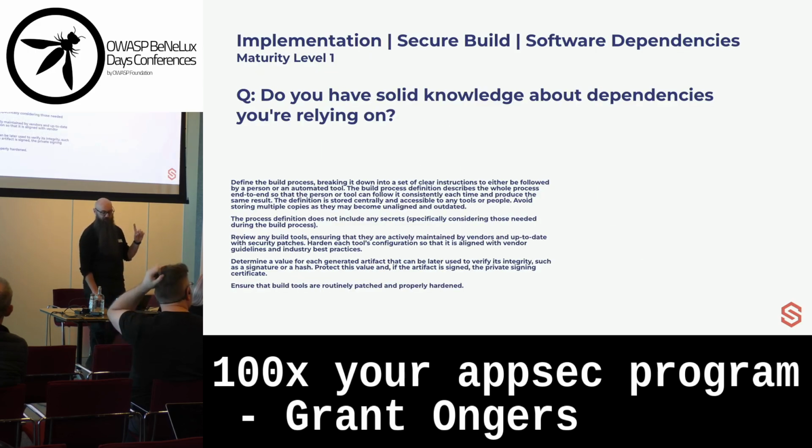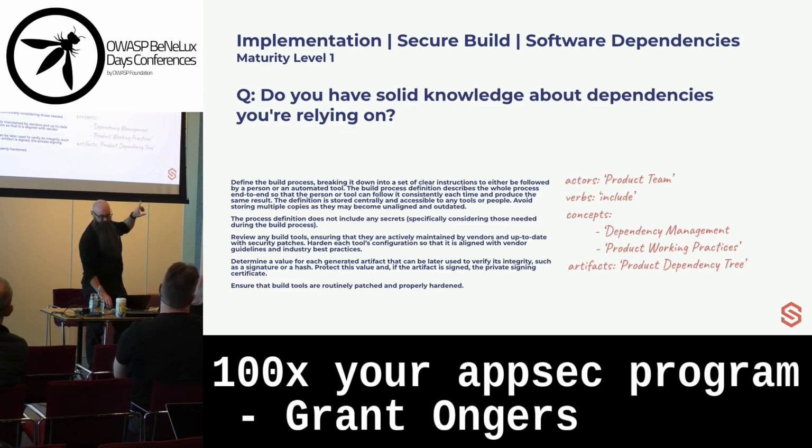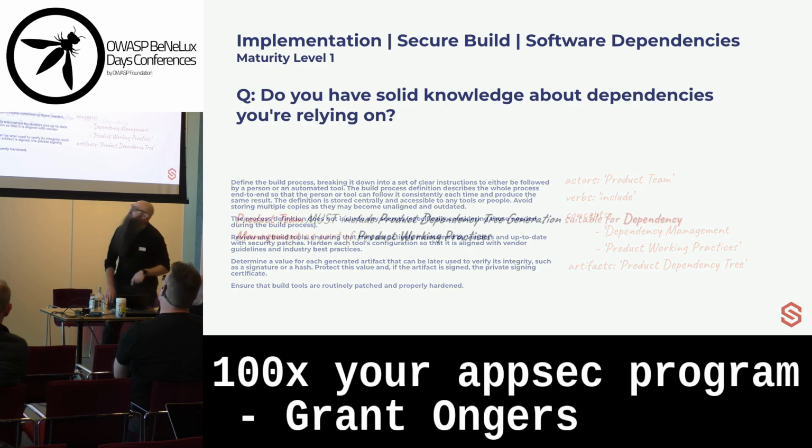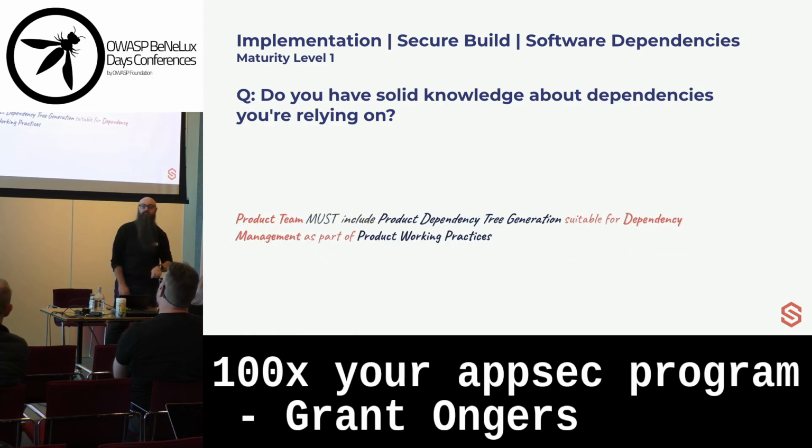We follow a similar process as before, but this time we gather, for a given function, practice stream and maturity level, the actions, the verbs, the concepts, and the artifacts. And then the intended output here is actually something like this, right? So we end up creating a policy statement that reads like that, which covers off what's necessary. So if you're doing this, you can answer the question, do you have solid knowledge about the dependencies you're relying on? This becomes the policy statement that gets used to determine whether your teams are actually meeting the requirements of your policy.